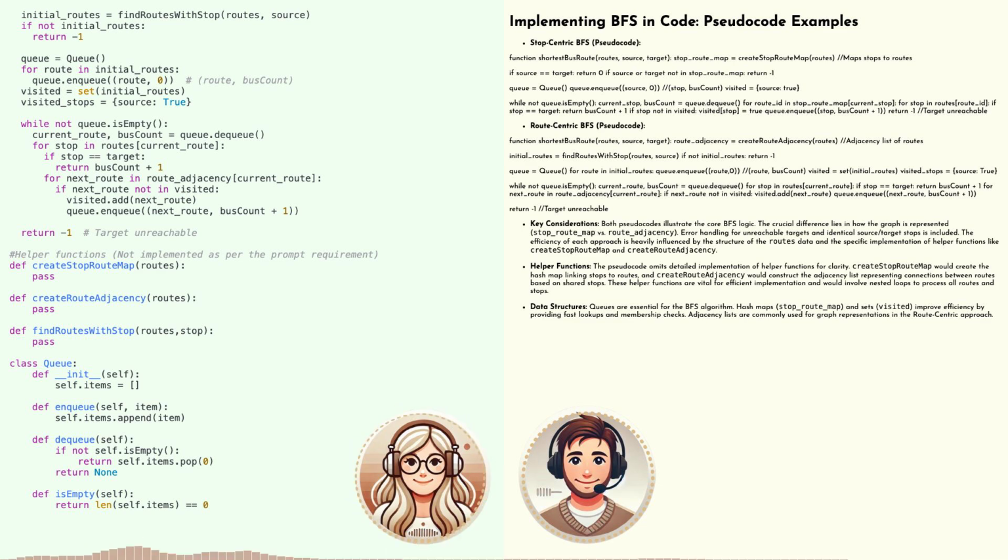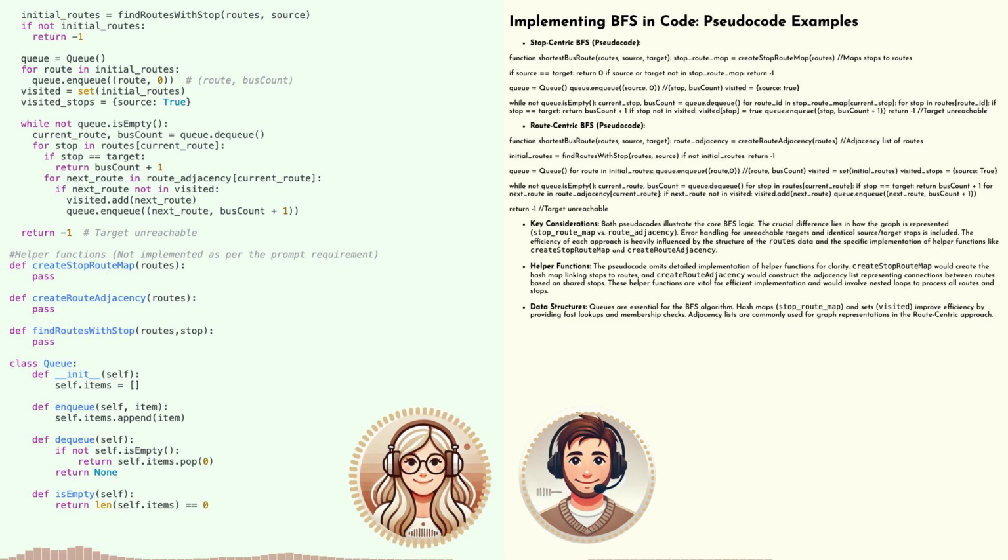So instead of that stop route map, we need a way to represent the connections between routes. How do we do that? So an adjacency list is a common way to represent a graph like this. An adjacency list, so it's like each route has a list of its friends, the routes that it's connected to.